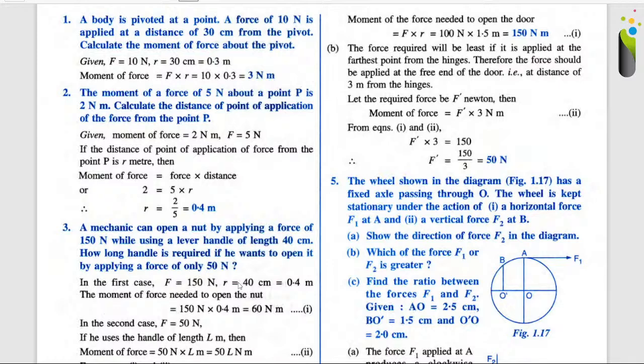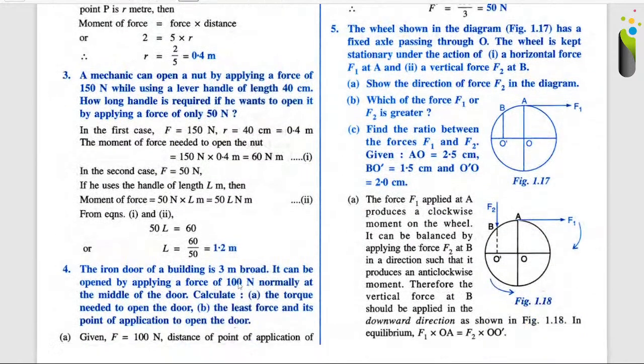Calculate the distance of the point of application of the force from the point P. Given, moment of force is equal to 2 Newton meter and force is equal to 5 newtons. If the distance of the point of application of force from the point P is r meters, then moment of force is equal to force into distance, or 2 is equal to 5 into r. Therefore, r is equal to 2 by 5, that is 0.4 meters.